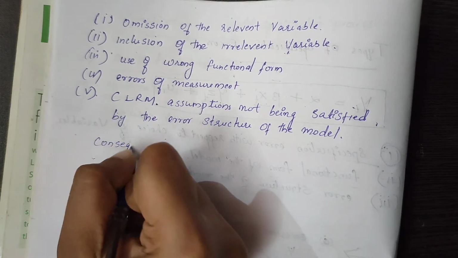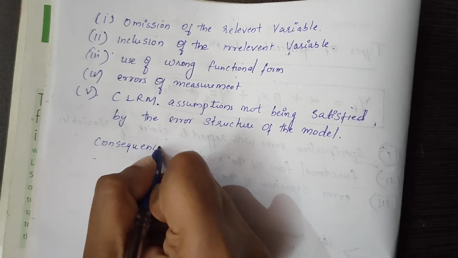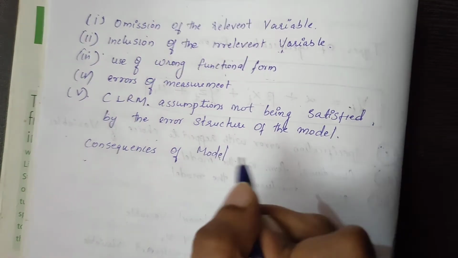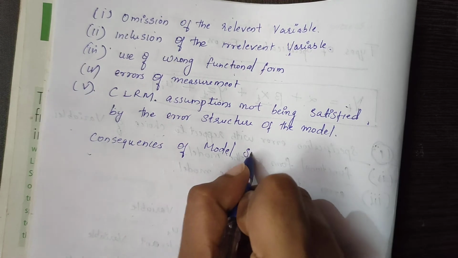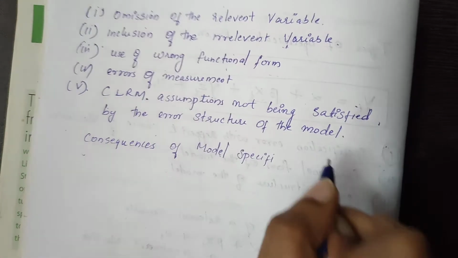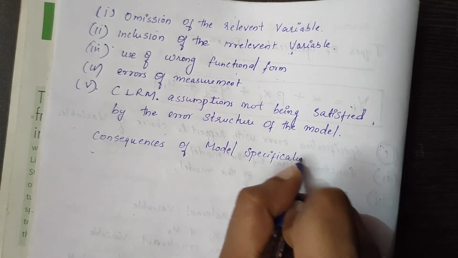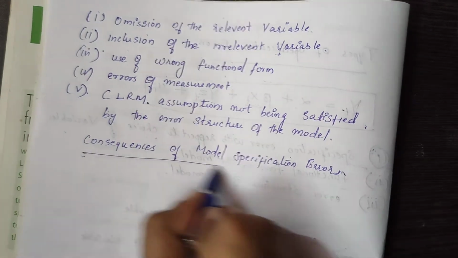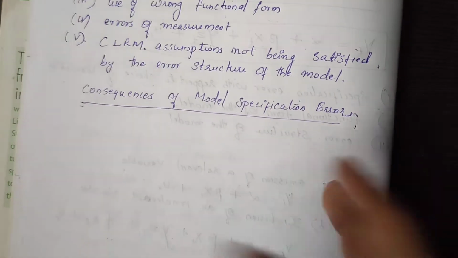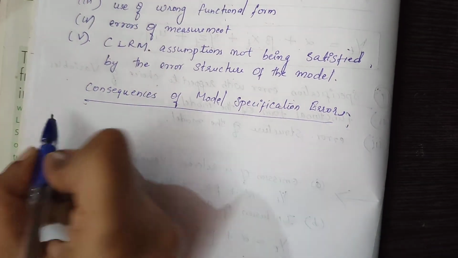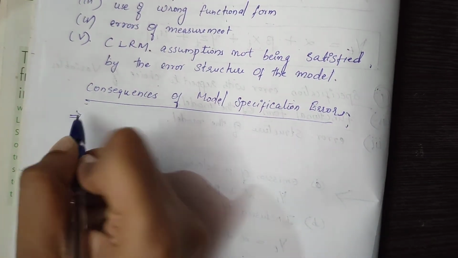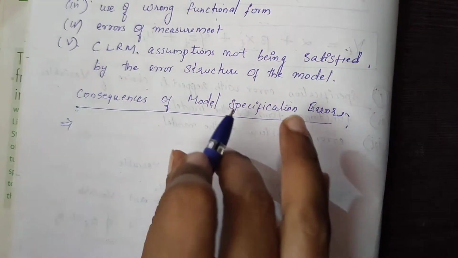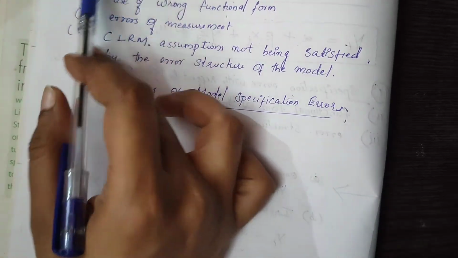Okay, consequences of model selection. Sorry, the model specification errors. What are the different consequences that will come across while doing specification error? That is the next thing. We will be discussing only the first two things, as those are the most important, so we have to study only that.